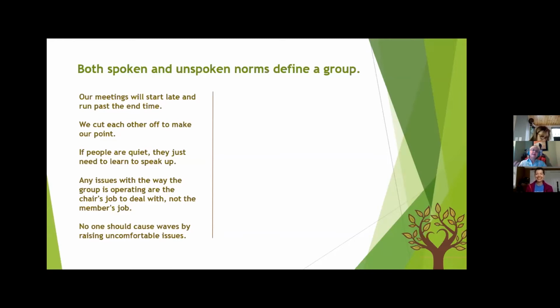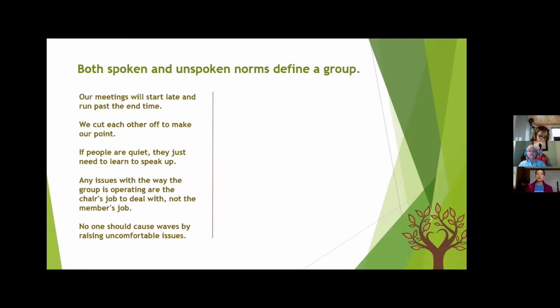Now nobody is really going to create those types of group norms and write them down. But has anybody here ever operated in a group where you go, I see this happening, and nobody wants to talk about it, so it becomes an accepted norm of the group? Has anybody ever seen that?